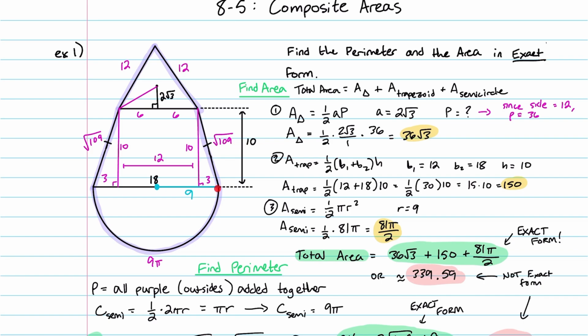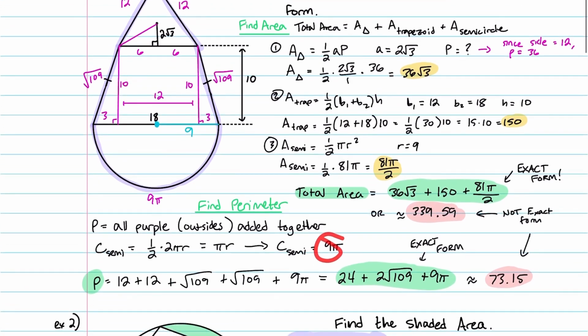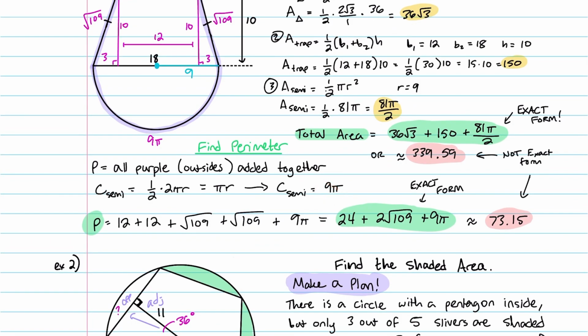And then to get the circumference of just this section, just like in 8.4, how we talked about, you just multiply the fraction by the circumference. The entire circumference of this whole circle would be 18 pi, but because it's half the circle, I multiply by 1/2 and get 9 pi. And so I get my perimeter as, after adding all this together, this an exact form and this as not exact form. Again, if it said to round to a certain place.